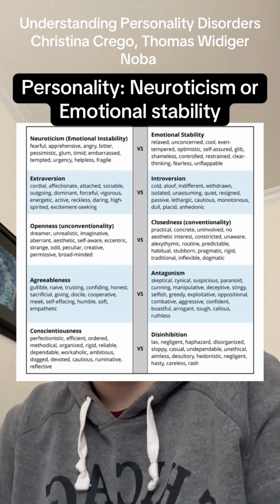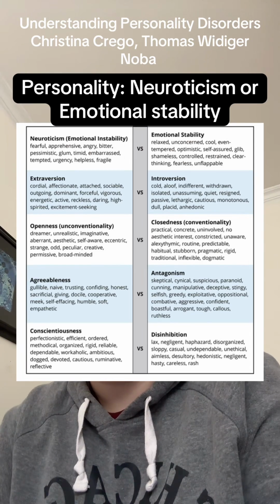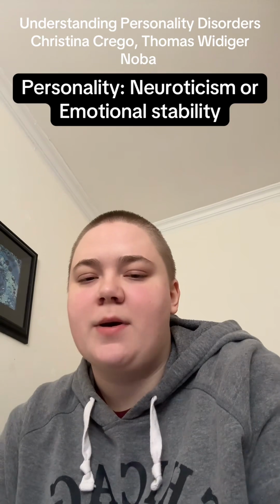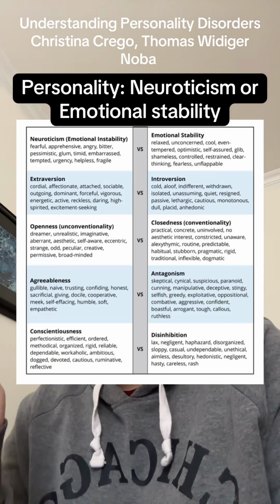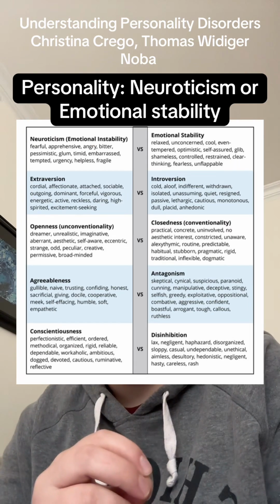This table looks at the polarity between the 5 domains of the model of personality, allowing someone to better understand how their personality presents. Neurotic versus emotional stability: fearful, apprehensive, angry, bitter, pessimistic, embarrassed, helpless, fragile, versus emotional stability: relaxed, unconcerned, cool, even-tempered, optimistic, self-assured, restrained, clear-thinking, fearless.